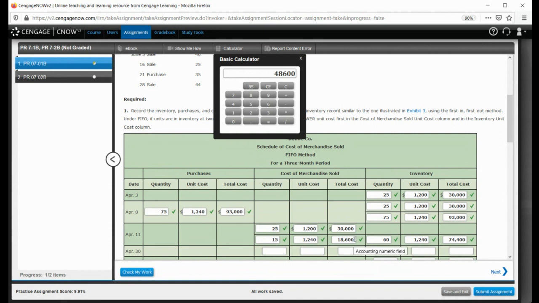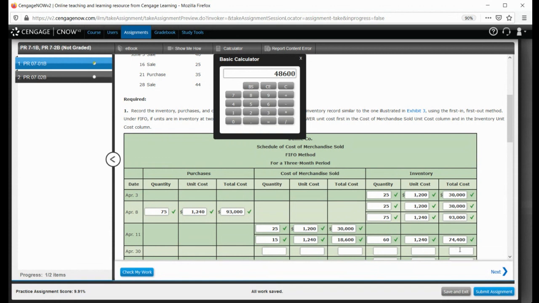48,600. And if you looked at those journal entries, after they had been posted to the ledger, what you'll have as a remaining amount in your merchandise inventory account is a cost of 74,400. That is your ending inventory cost, because at all times we are responsible for keeping a record of the amount of our merchandise inventory constantly in a perpetual inventory system.